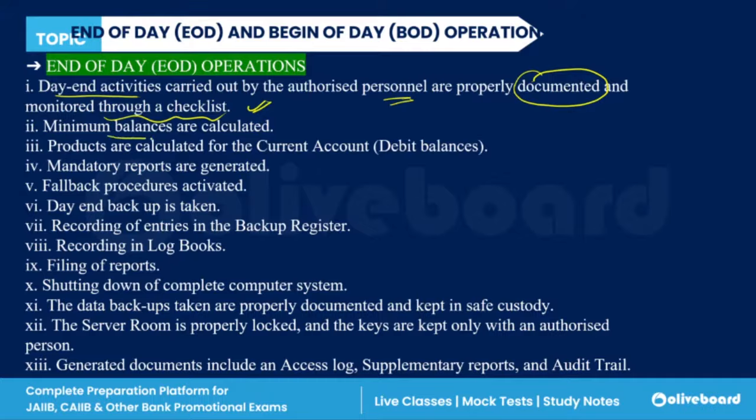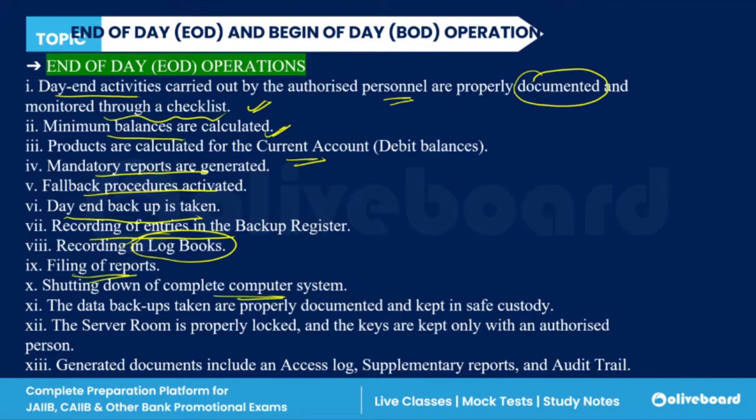Second, minimum balances are calculated. Whatever minimum balances they have, they should be calculated. Products are calculated for the current account. Then mandatory reports are generated. Fallback procedures are activated. Day end backup is taken. You have to record the entries in the backup register, record entries in logbooks, fill the report, and shut down the computers.